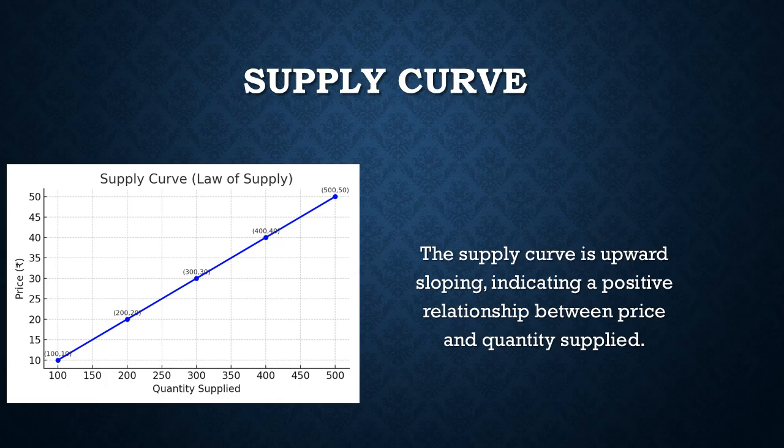What is the conclusion? The supply curve proves the law of supply. More price, more supply. Less price, less supply. That's why the curve moves upward. It shows sellers want to supply more when the price goes up.